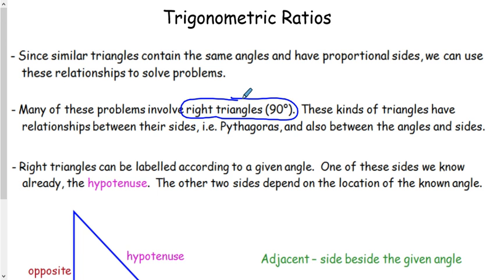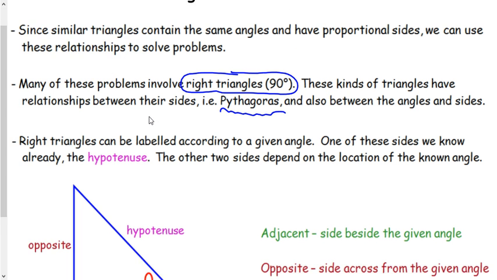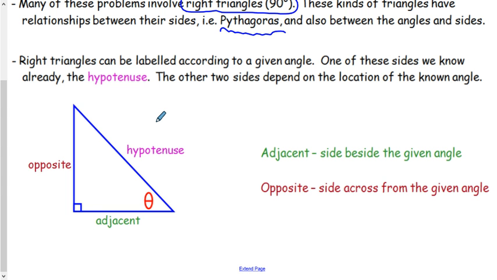Okay, so these triangles, of course, have some relationships between their sides. Some of them you already know, like the Pythagorean theorem. We know that's a relationship between the sides of a 90-degree angle triangle. But there's actually 3 more relationships that we're going to introduce today, and these relationships are going to allow us to solve a whole variety of problems with right angle triangles. So before we go any further, the thing we have to do is we have to be able to label these triangles, okay? So right angle triangles can be labeled according to a specific angle.